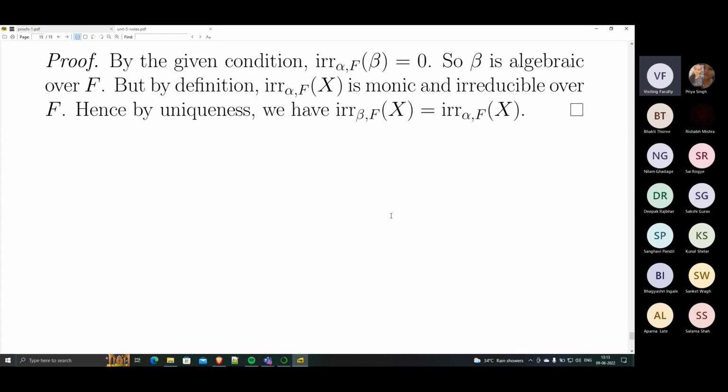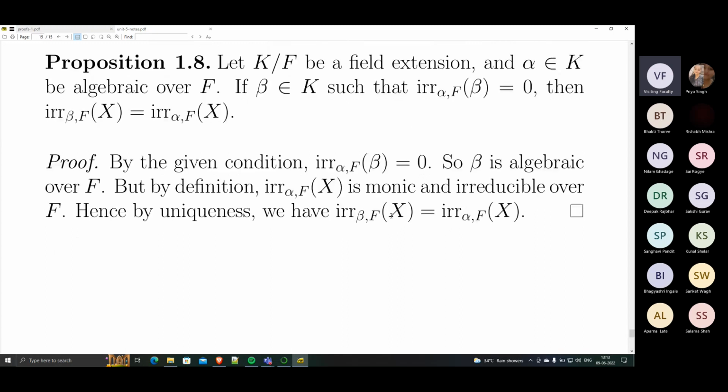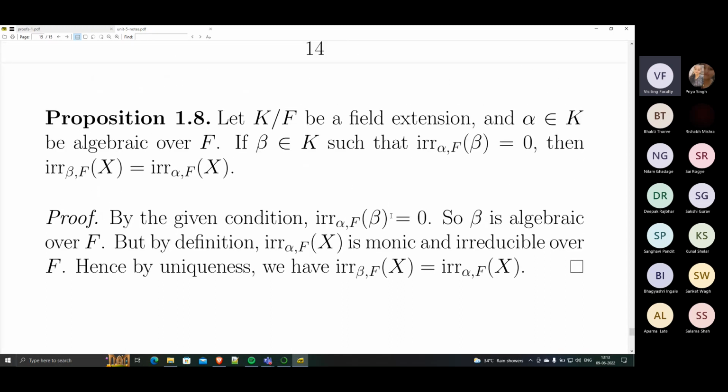Now let's go to the final simple result for today. Okay, so this is the end. I don't have any more slides. So final simple result for today. Let K over F be a field extension and alpha be algebraic over F in K. If beta is another element which vanishes at the minimal polynomial of alpha, then the minimal polynomial of beta is equal to the minimal polynomial of alpha.